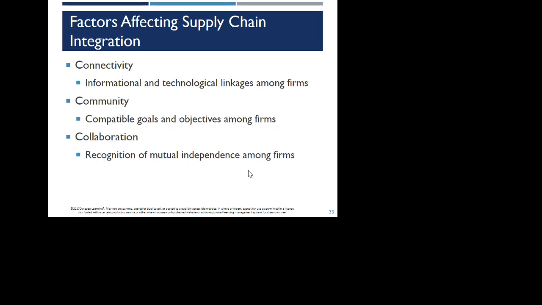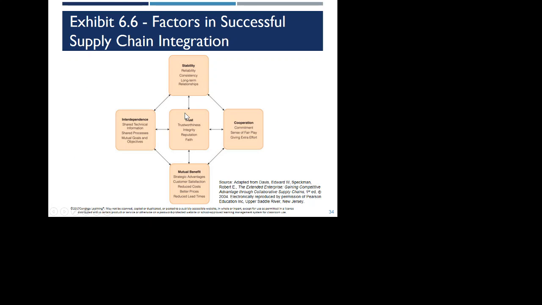Supply chain integration here, just a bit about some major factors. Okay, collaboration's big. You've got to recognize that the different supply chain members usually are independent and they have their own goals. And if you can come up with compatible goals, then you have more of a community type feel, which is really good and can help improve the performance and the relationship of the members of the supply chain.